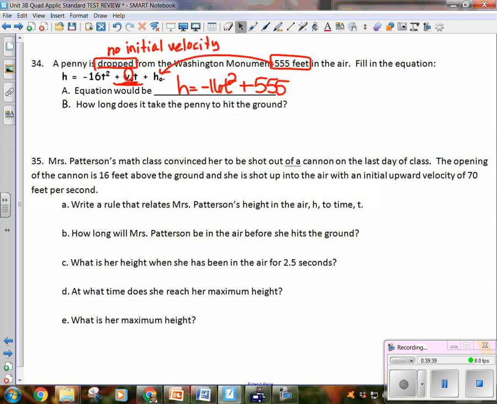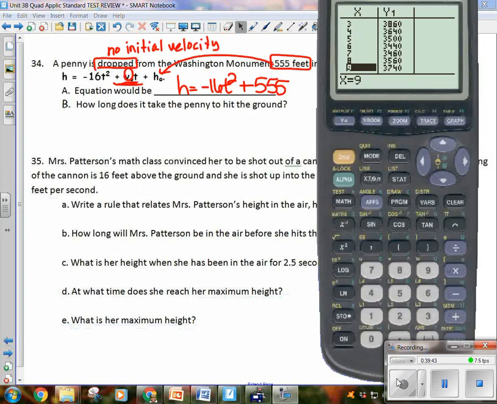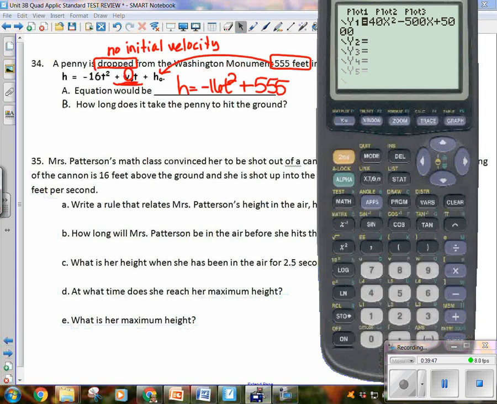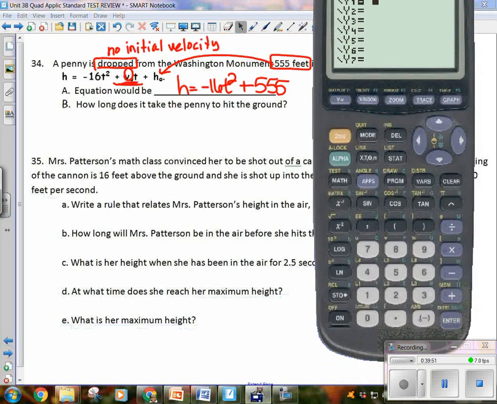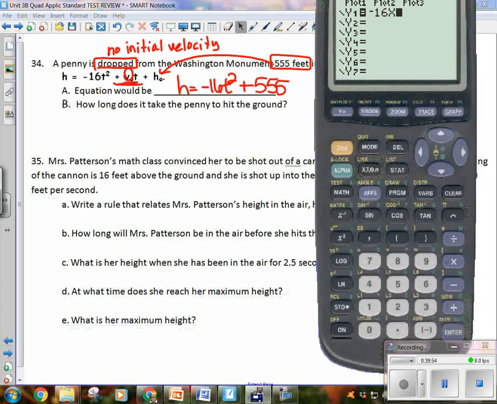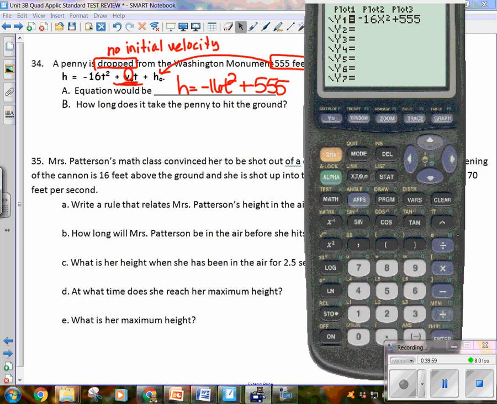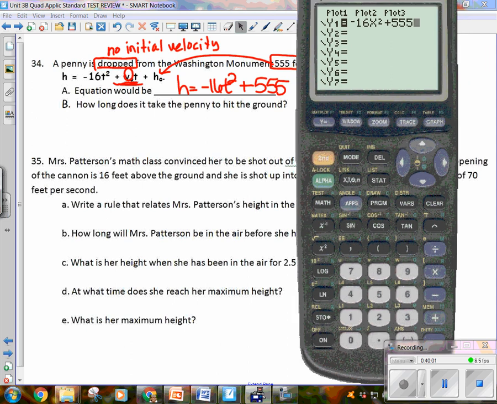How long will it take for the penny to hit the ground? Okay, grab your calculator, type this in very quickly. This is one where we're actually having to provide the answer because this is not multiple choice. Your test will be partly multiple choice and partly short answer like this one where you have to provide the answer, plus 555. So that would be the correct one. So how long does it take the penny to hit the ground?